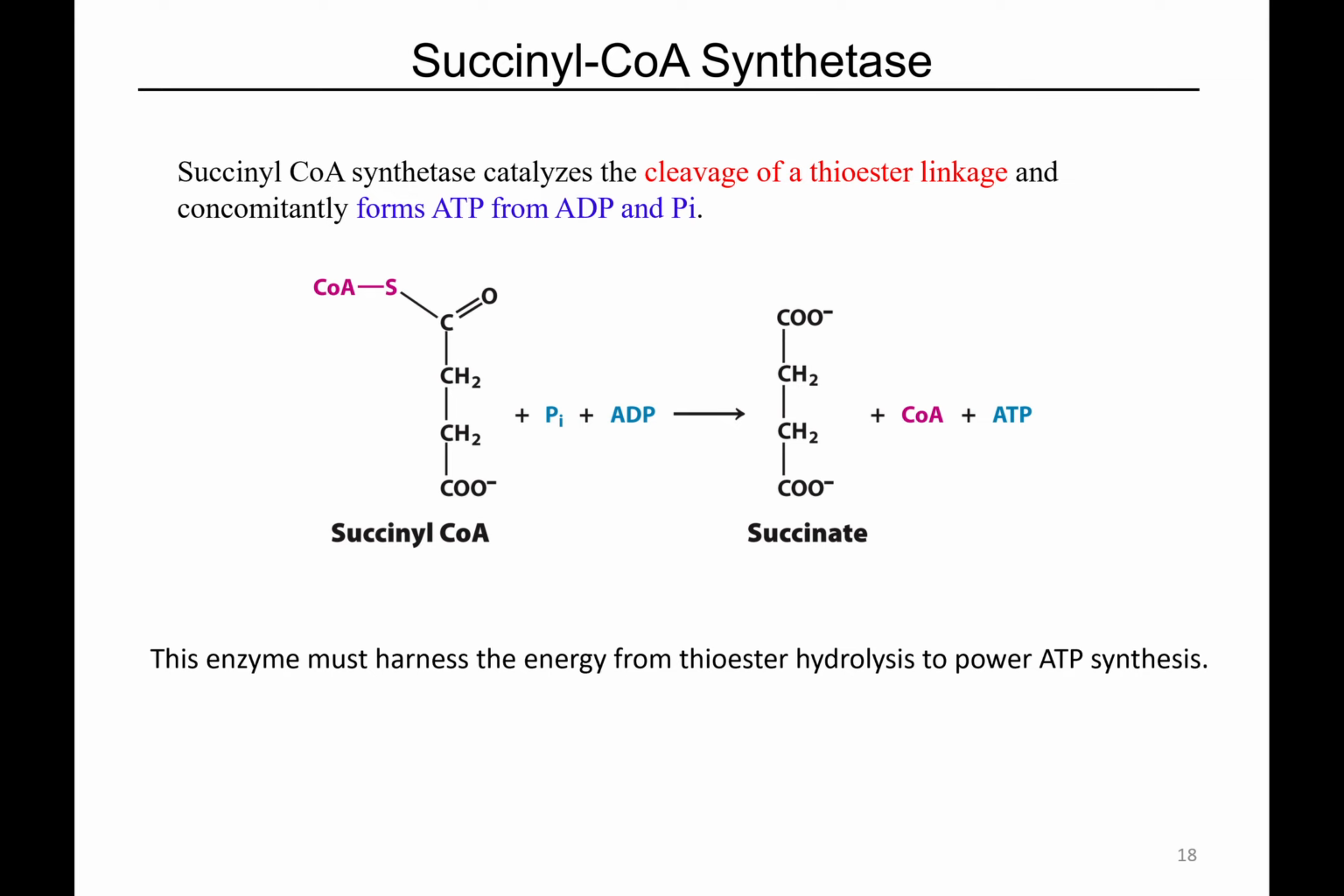Succinyl-CoA synthetase. This is a cool one. Okay. So the idea here is that we are harnessing the energy in this thioester bond. We are hydrolyzing it. And we're using that energy to make ATP from inorganic phosphate and ADP. Okay. But remember, a big theme I've tried to stress this entire semester is that we can't just magically transfer energy, right? We can't just hydrolyze this bond and then give that energy to ADP and phosphate. We have to transfer that energy through covalent bonds.